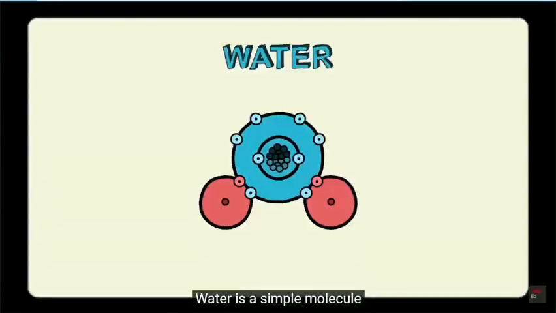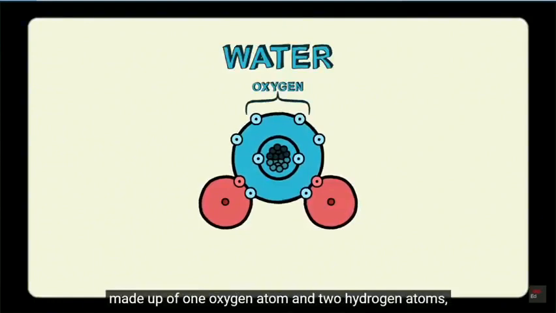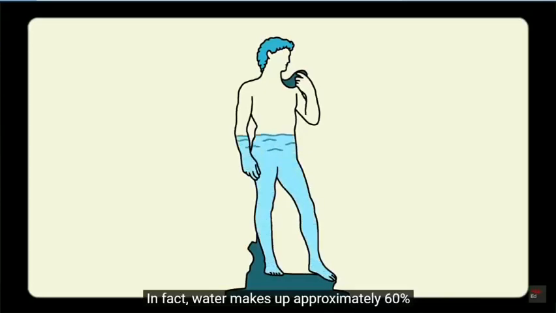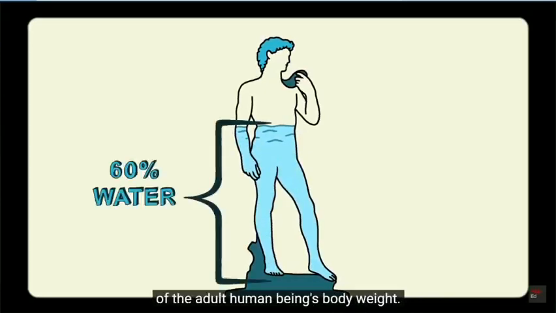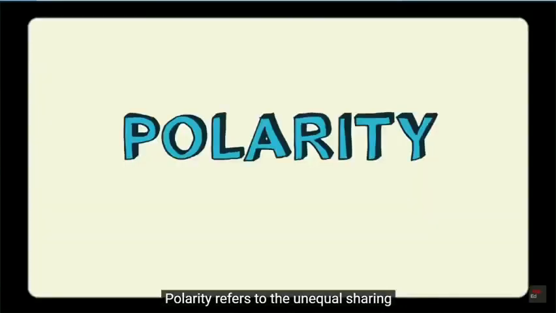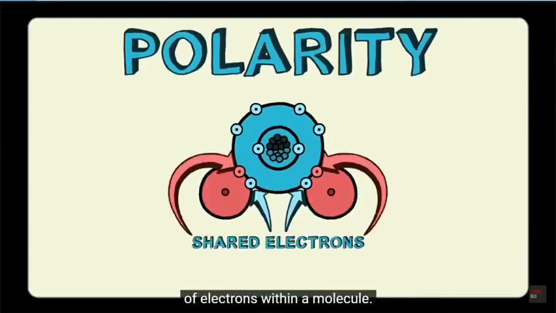Water is a simple molecule made up of 1 oxygen atom and 2 hydrogen atoms, but it is essential to life. In fact, water makes up approximately 60% of the adult human being's body weight. The polarity within those water molecules gives this common substance the properties that make it unique and life-sustaining. Polarity refers to the unequal sharing of electrons within a molecule.